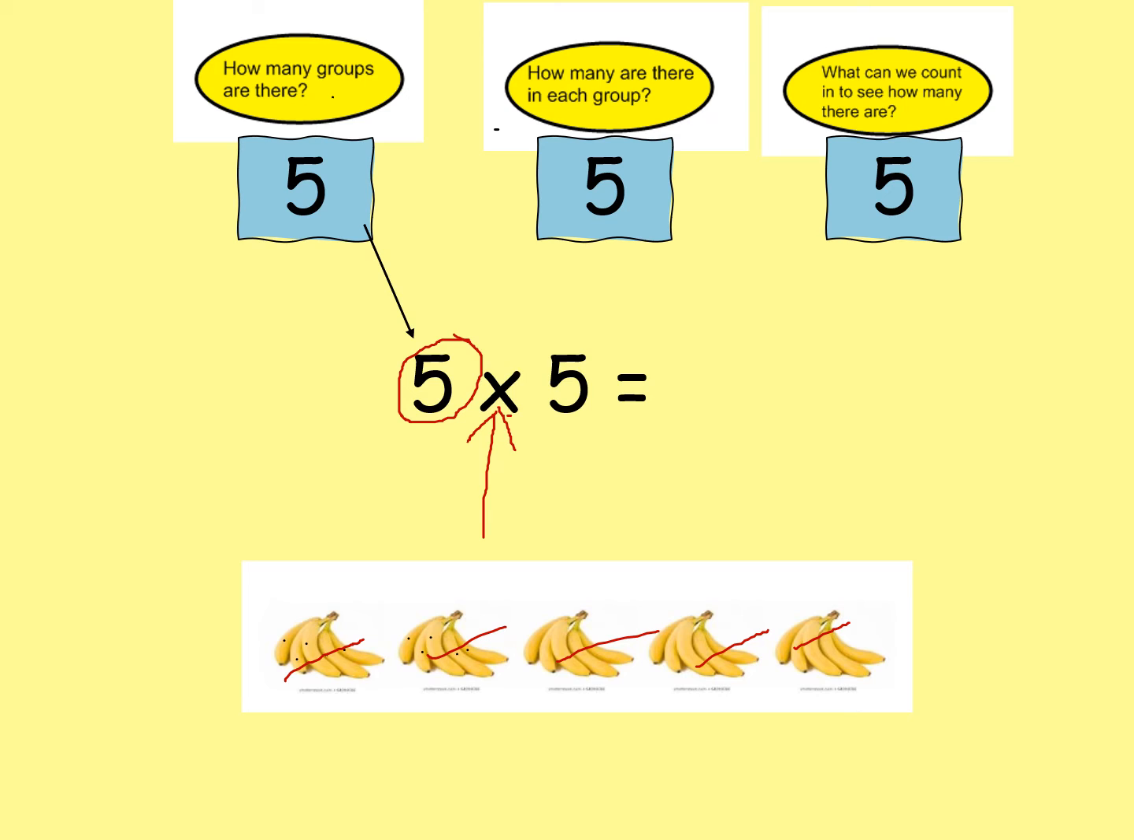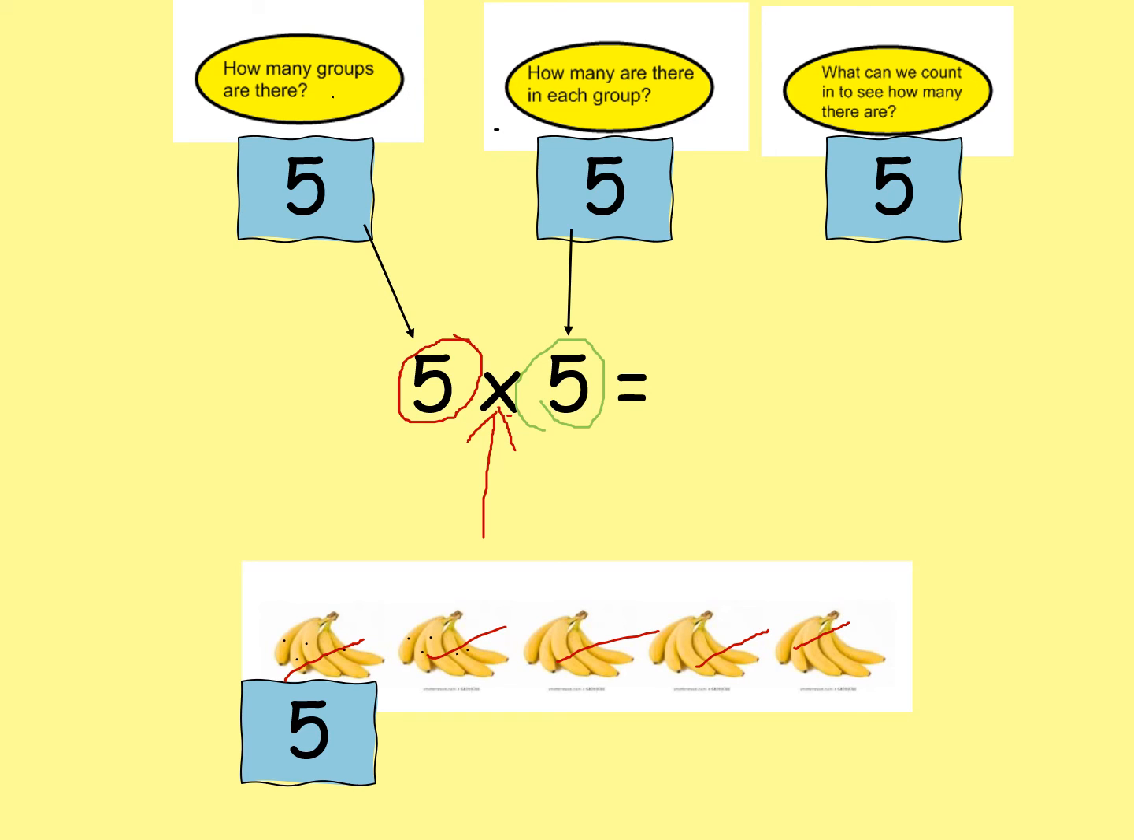It means we have 5 groups, and each group has got 5 bananas in it. So there are 5 groups and each group has 5 bananas in it. 5 times 5. 5 lots of 5. 5 groups of 5. Okay. There we go. Now we're going to count. We can count in our 5s and find out how many bananas there are all together.